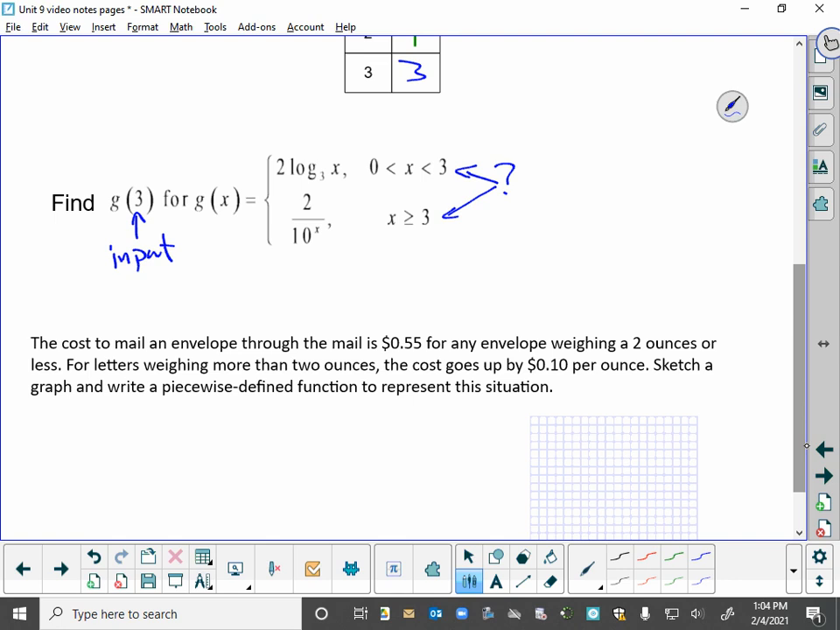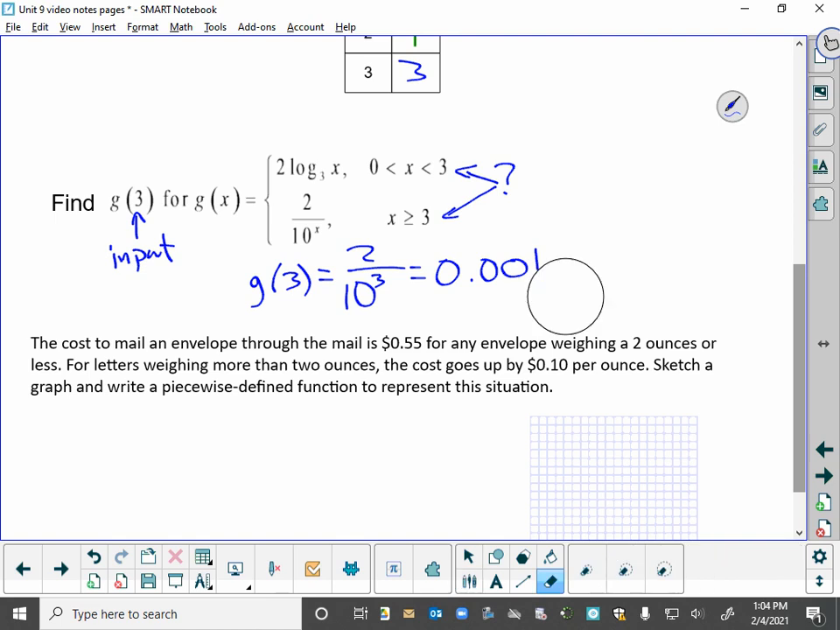Okay. Well, 3 is greater than or equal to 3. It doesn't fit in this one, so the 3 is not going into the logarithm function. The 3 is going into this one. So we would say g(3) for this is 2 over 10 to the third, which as a decimal is 0.002. Right, scientific notation is 2 times 10 to the -3. I want to think of it that way, or 2 1,000ths.